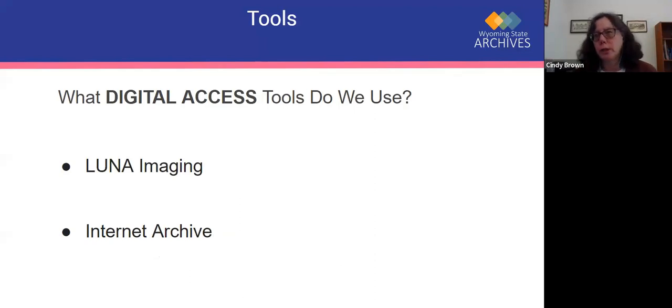So Luna imaging is similar to what some archivists would know as CONTENTdm, but it's a kind of pared down version of it. Basically, we use it for our photos, maps, oral histories, discrete item things, where you want to be able to search and pull up a single item. That's what we use Luna imaging for.